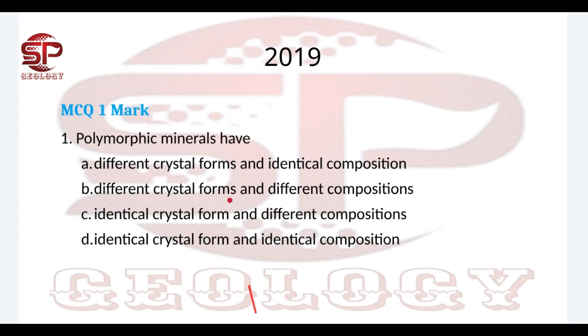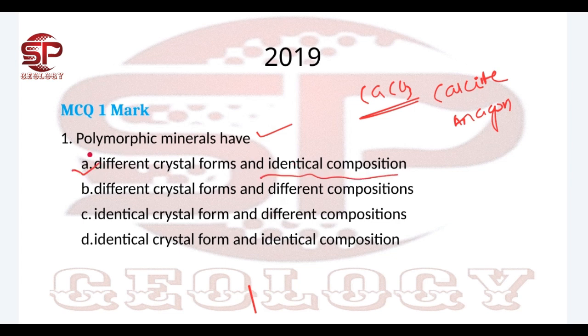Next, a 2019 question. Polymorphic minerals have... So what are polymorphs? When we say polymorphs, they have different crystal forms but the same chemical composition. Take the example of calcium carbonate: calcite and aragonite. Calcite is hexagonal, aragonite is orthorhombic. Minerals with different crystal forms but identical composition are called polymorphs.